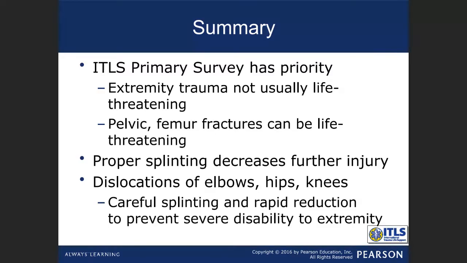Now, in summary, the primary assessment has priority. So again, always do your ABCs, rule out the possibility of life threats. Extremity trauma is not usually life-threatening, but you have the exceptions. Pelvic and femur fractures, these injuries can be life-threatening. Address them as such. Proper splinting decreases further injury. With dislocation of elbows, hips, and knees, careful splinting and rapid reduction may be necessary depending on the transport time to prevent severe disability.